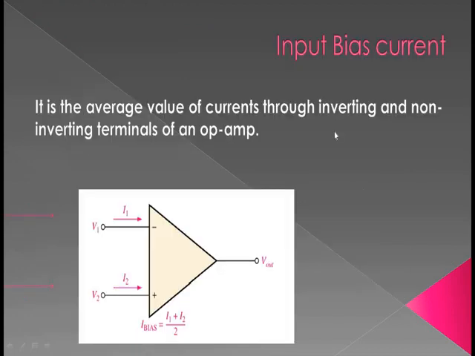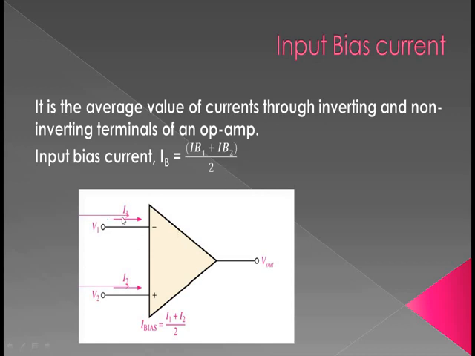Next is input bias current. Input bias current is the average value of current that flows through inverting and non-inverting terminal of op-amp, which is given by the formula IB equal to (IB1 plus IB2) divided by 2.